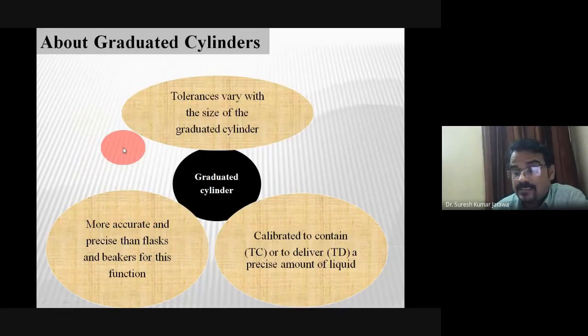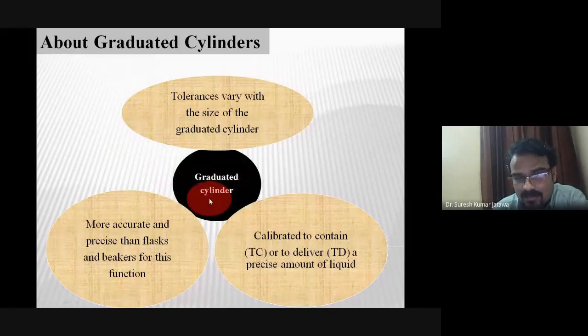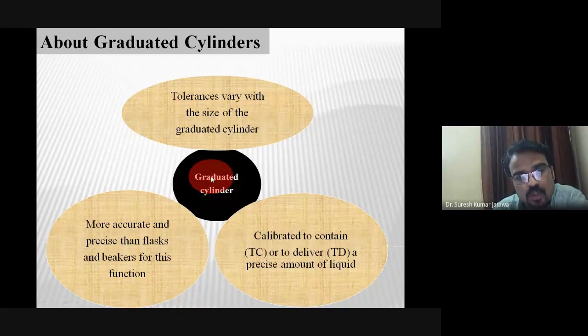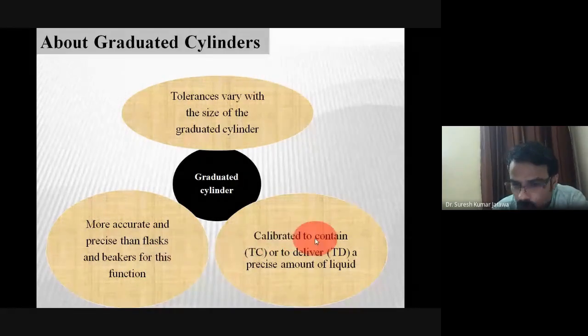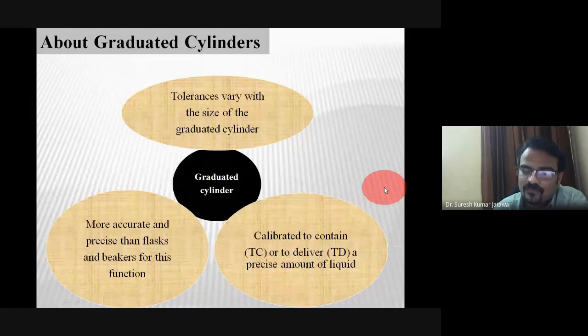About graduated cylinders. These are the glassware which you use to measure your solvent, solute or solution in an accurate amount. Tolerances vary with the size of the graduated cylinders. They are more accurate and precise than a flask and beaker for the function of measuring. It is calibrated to contain or to deliver a precise amount of liquid.